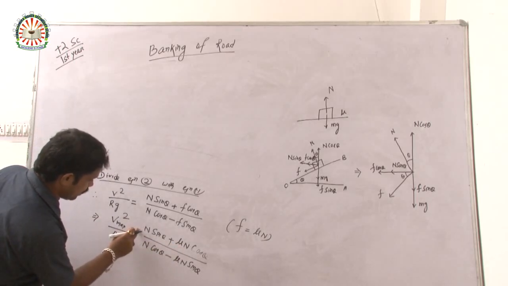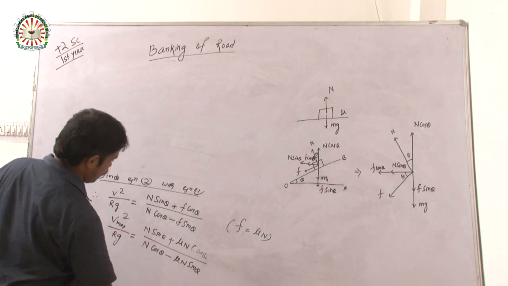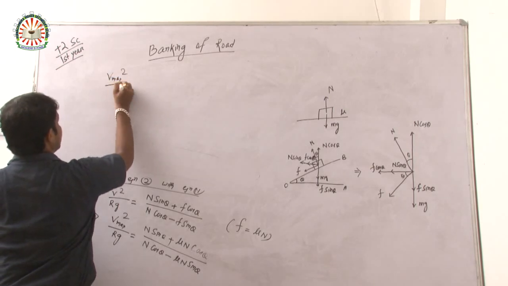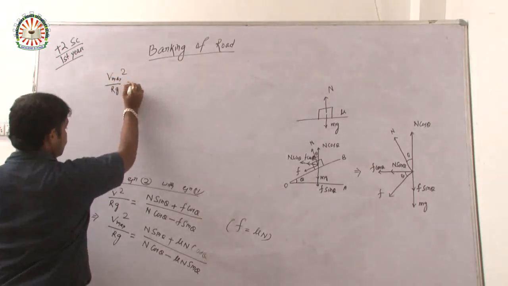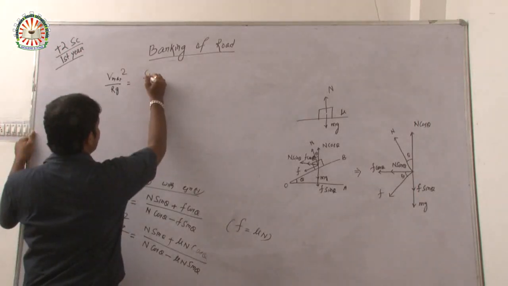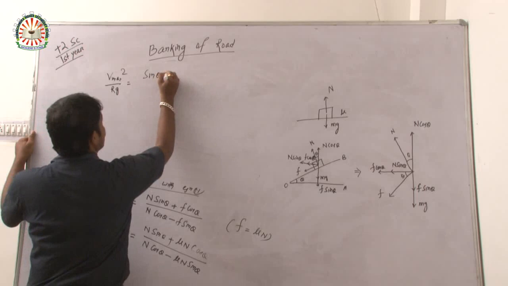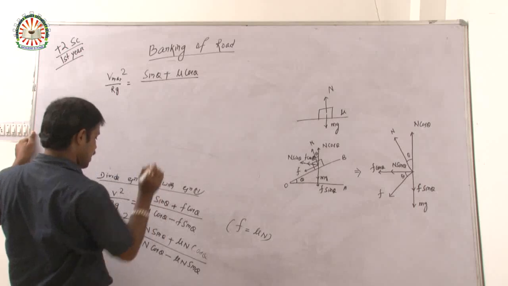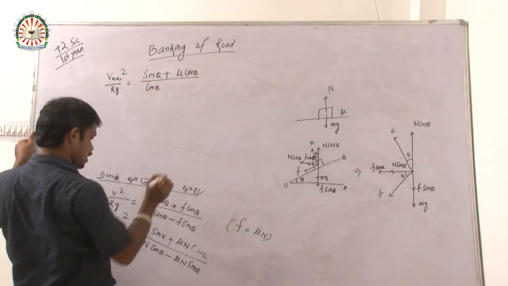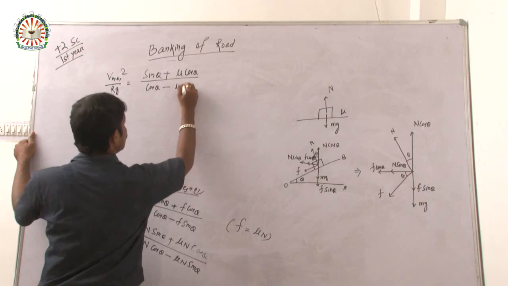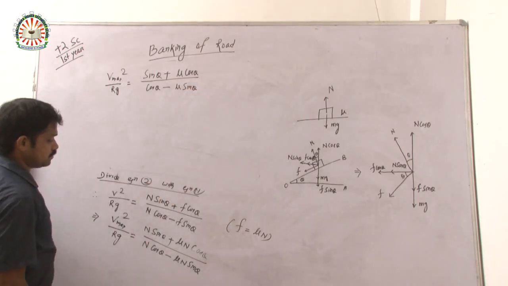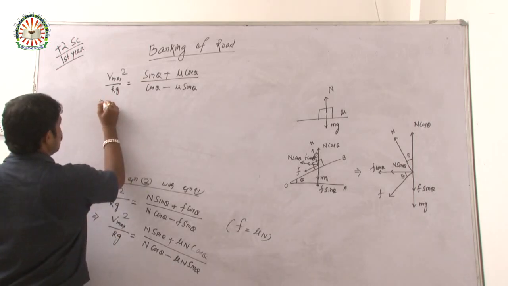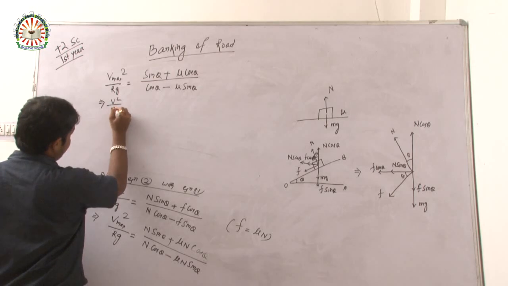Now I can take n common and cancel out the n. So if I cancel out the n, what will I get? Now v max square divided by rg is equal to sin theta plus mu cos theta divided by cos theta minus mu sin theta. This I will get. Clear?